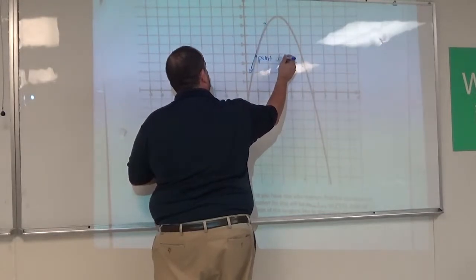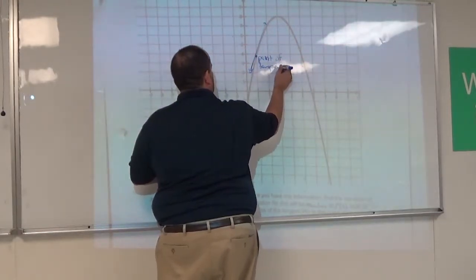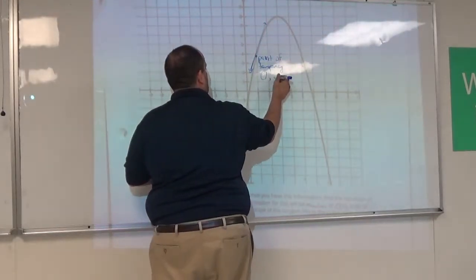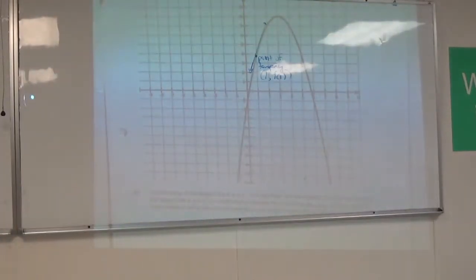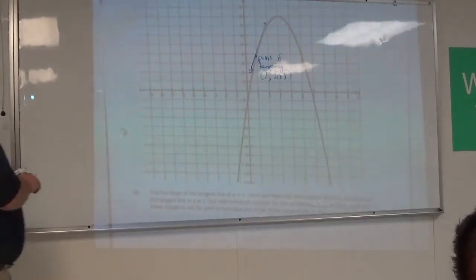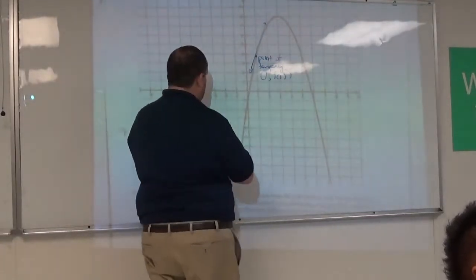Here's my point of tangency. The coordinates, I'm just going to label them as 1 comma f of 1. I think you can probably see from the graph that the coordinates are like 1 comma 3. Is it 1 comma 3? Okay, 1 comma 4. 1 comma 4, my bad.